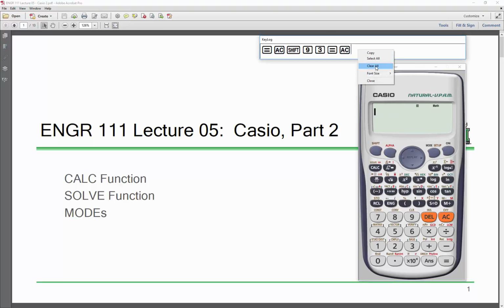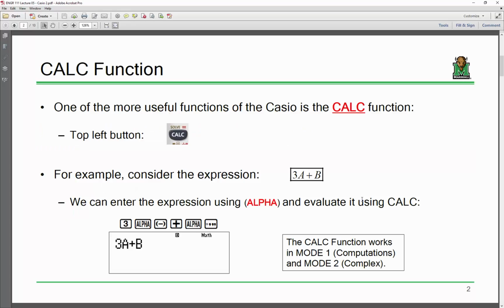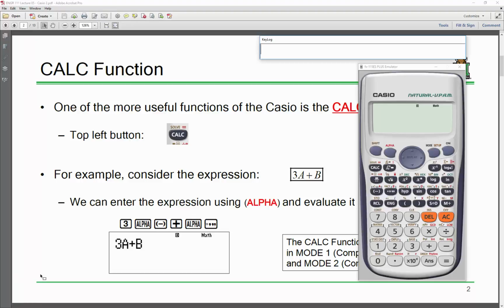So now the calculator is cleared and we're sort of starting with a blank slate again. So let's get into it. One of the very powerful expressions or functions that the Casio has is what's called the CALC function. Now, if you look at the calculator, you'll see the CALC function right here. It's right under the Shift button, the CALC button right here. And it's a pretty nifty tool that the calculator has built into it for if you want to solve multiple expressions over and over again.